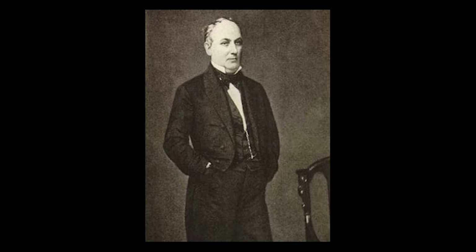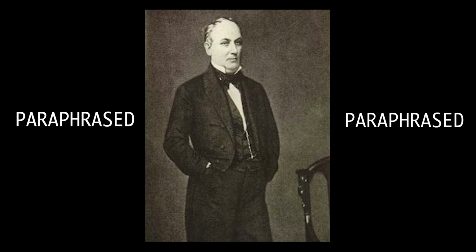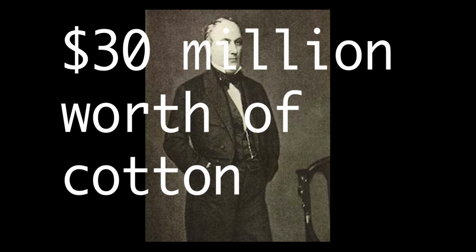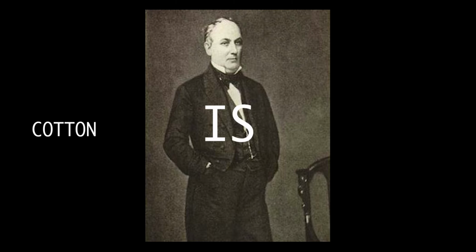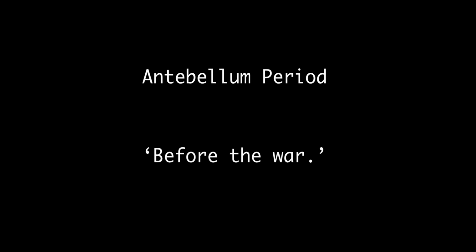Anyhow, James Henry Hammond, a politician hailing from South Carolina, delivered a speech in Washington, D.C. in 1858, boasting how there's no way the North would make war on us. Because we sent them $30 million worth of cotton. Cotton is king. So what if we disagree on slavery? Oh, would you look at that? The Civil War. Fun fact, they lived in a time called the antebellum period, which means before the war in Latin.